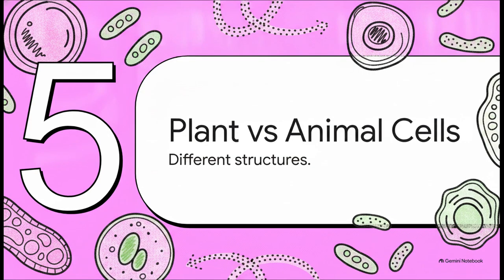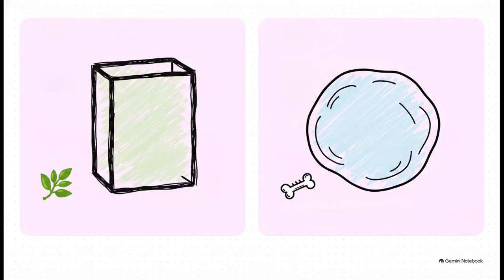Part 5. Plant versus animal cells. Different needs, different structures. Let's take a slight detour here. While plants and animals both share those basic factory parts we just talked about, they obviously have very different survival needs in the real world, right? And their cells completely reflect that. When you look at them closely, their shapes immediately give away a major difference.